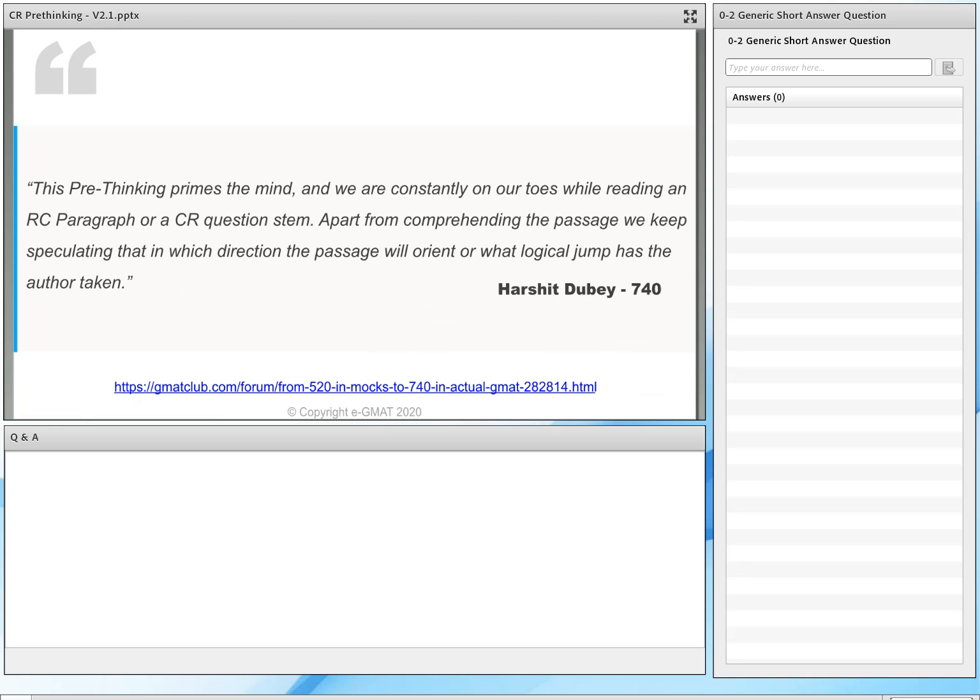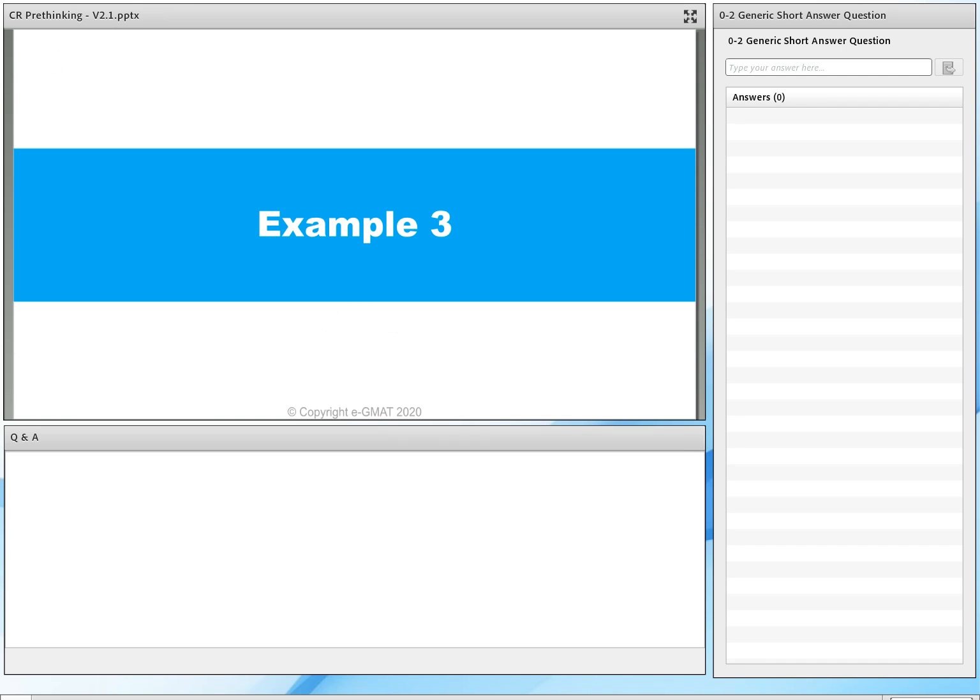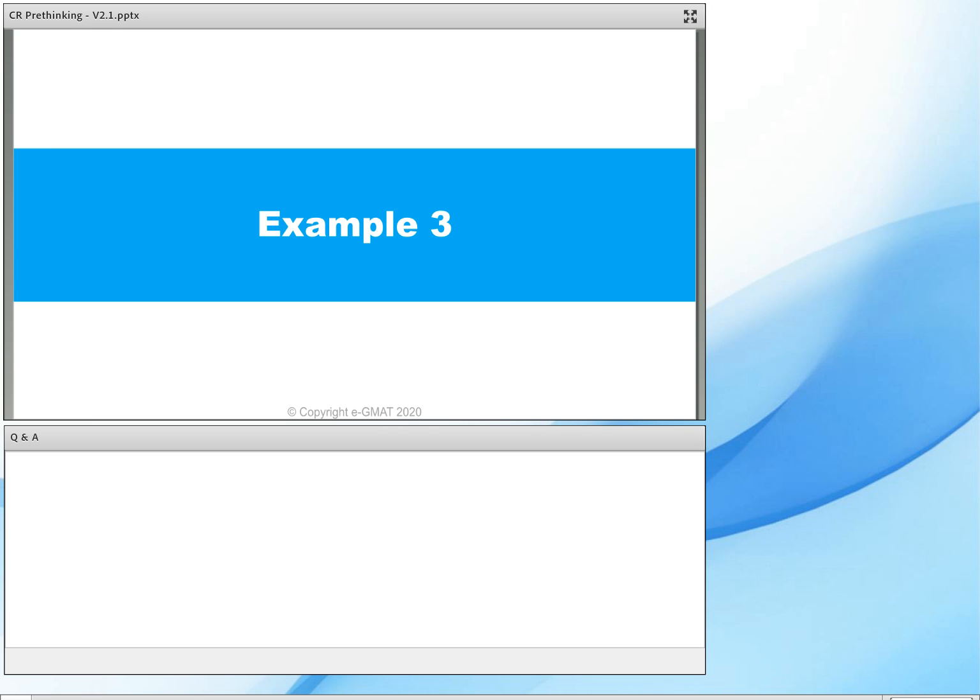Okay. Harshit, again, one of our students who improved from a 520 to a 740, that 220-point improvement. Again, he says, pre-thinking primes the mind and we're constantly on our toes while reading an argument or a paragraph. Okay. Again, pre-thinking helps you become a much better reader. You don't need to be a voracious reader to ace GMAT RC. Okay, and you're going to see an example of the focus that pre-thinking provides you in this particular question. This is an argument which looks very, very simple, but the answer choices have a potential to mess you up.